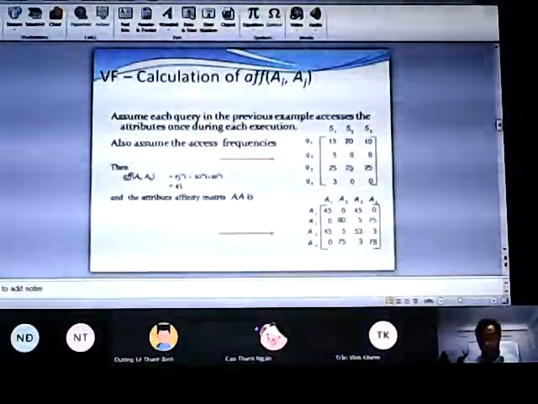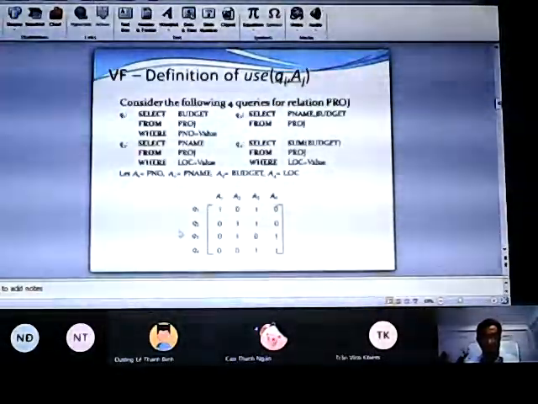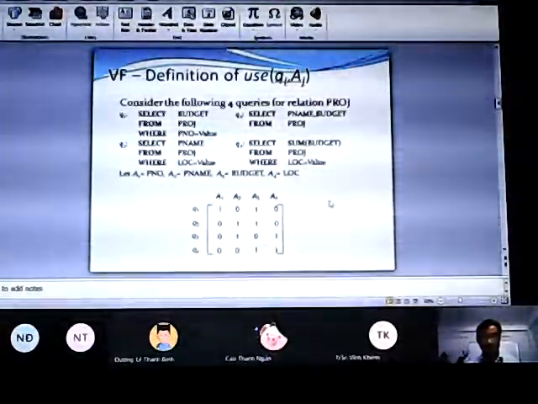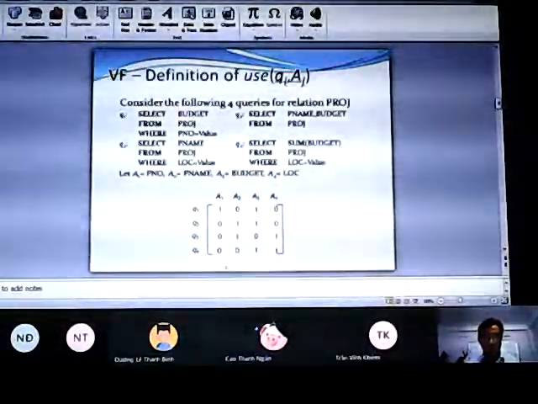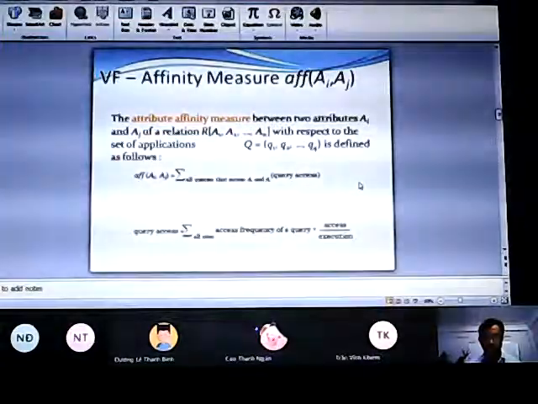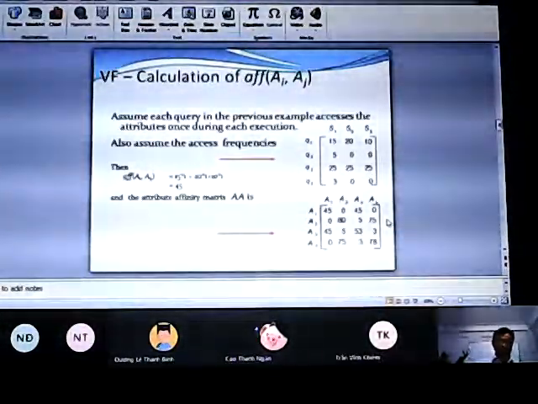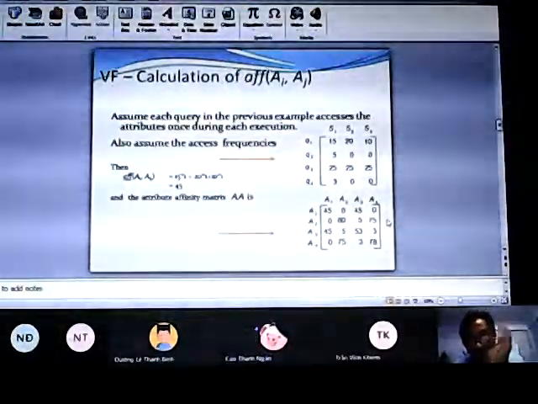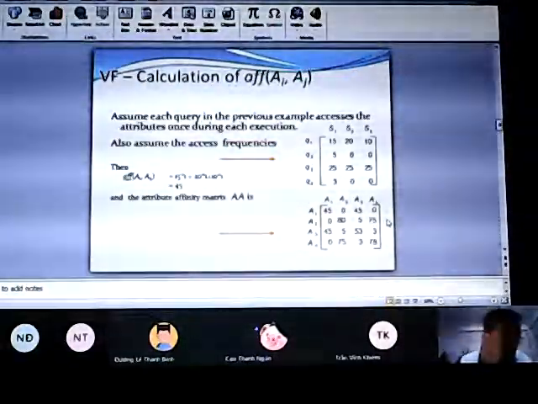Here you see, everybody can see. Can you take the picture of this? Everybody, can you take the picture? Take the pictures of the matrix. And here you take the picture of the frequency, this one. Okay, I wait for you, right? You do it in your Microsoft Word and share with me.